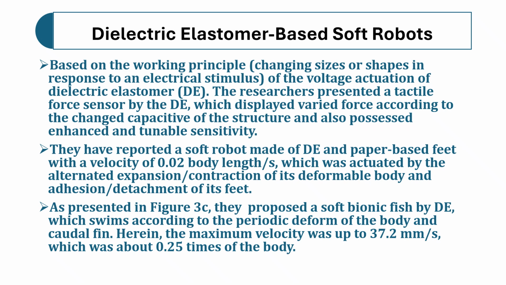You can see a soft bionic fish made of dielectric elastomers which swims according to the periodic deformation of the body, meaning if the body deforms, it swims accordingly. And the maximum velocity of the fish, what is the fish? The fish is the dielectric elastomer based soft robot, and it has a maximum velocity of 337.2 millimeter per second, which was only about 0.25 times its body length. Understood?